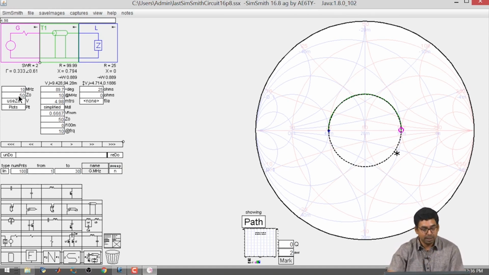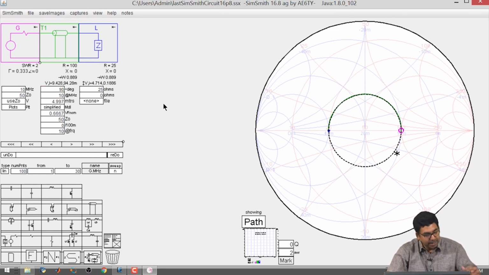So, if you have a length like this, your generator will be seeing the impedance at this point, instead of your load impedance here. The generator sees a diametrically opposite impedance connected to it. One of the things that we see is for a purely resistive load, here x is equal to 0, and if I use a transmission line with just a 90 degree phase shift, I reach the horizontal axis again.